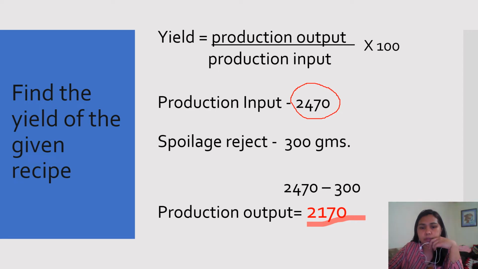Okay, so this is our production input and production output. Remember that the spoilage reject here, which is 300 grams, is already given. So, given na po ang value na to.